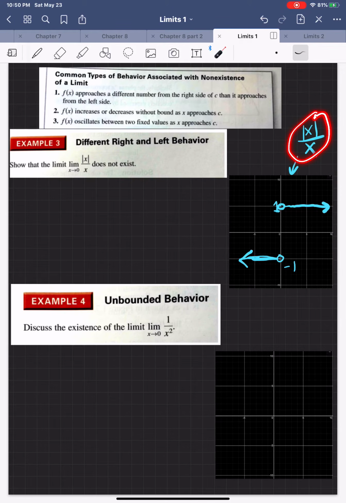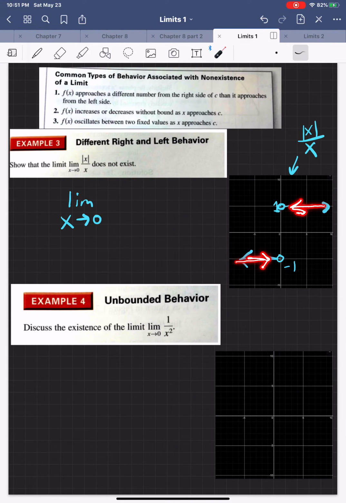Now notice the question asks, what about when the limit as x approaches 0? Will you agree with me that if you approach 0 going this way, you're going towards -1, whereas if you approach 0 from this direction, you're going to +1? You'll agree with me, right? Then agree with me that it's not approaching the same number from both sides. Right?